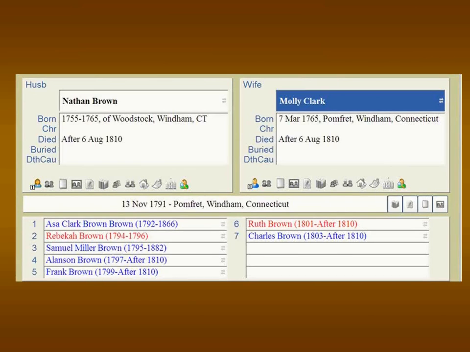Also, what happened to Nathan and Polly, or Molly? She's called 2 different names after 1810. That's a gap in information that we'd really like to uncover.